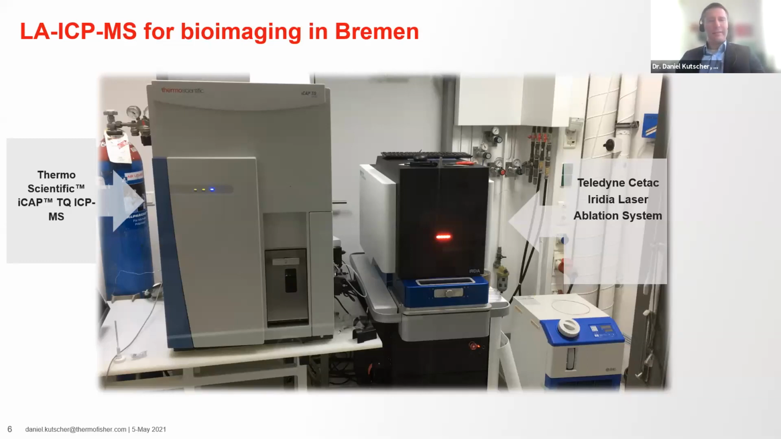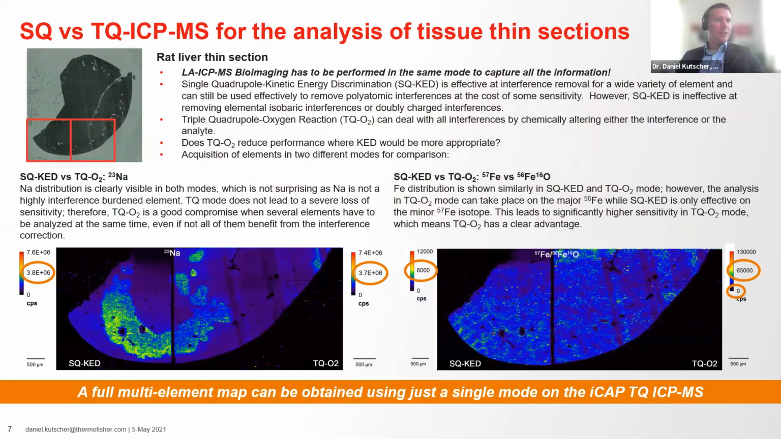Now, in the next coming slides, I would like to show you a little bit what interference removal and also the sensitivity means for the images that you can obtain with the combined laser ablation ICP-MS system. This is also some data directly acquired from the laboratory in Bremen. First of all, these are images from a rat liver thin section. You can see a microscopic image here on the left-hand side of the slide. And in this case, we were interested to compare the performance of a conventional single quad against triple quad ICP-MS specifically for this application.